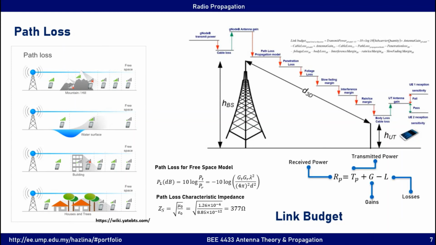Link budget is influenced by received and transmitted power, gains, and losses. The factors that determine link budget can vary in time, as path loss does, and in such cases, the worst case scenario will be taken into consideration. This figure is an example of a link budget between a transmitting tower and a cellular phone.